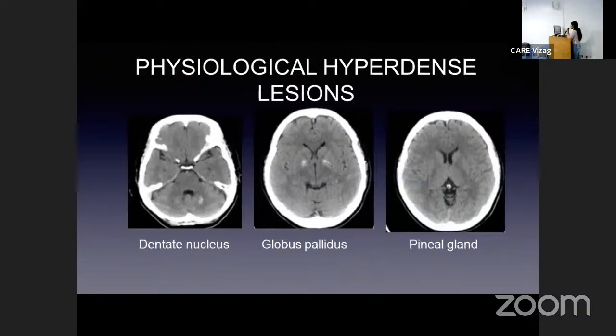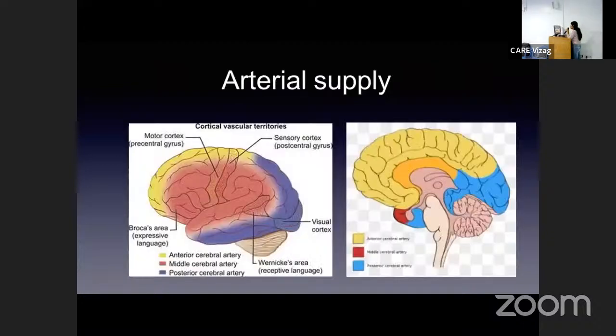So here are some of the physiological hyperdense lesions, other than, as previously pointed out, the choroid plexus and the pineal gland. Here are some other changes, globus pallidus, which you might find over here. Dentate nucleus is usually not physiological. It can be pathological as well, but I just included it in this slide.